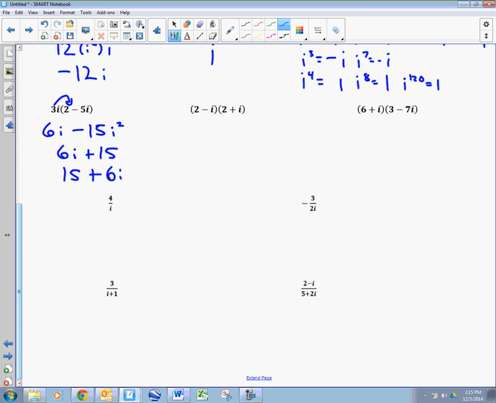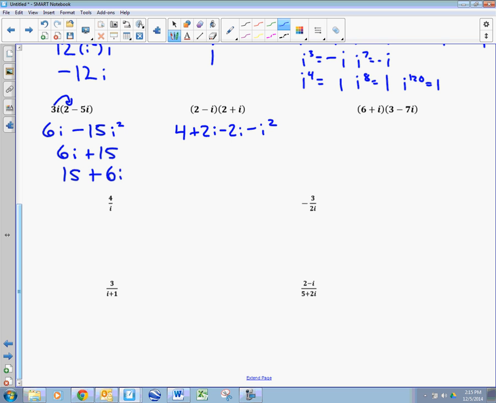They are conjugates, meaning that the ending changes. Instead of a minus, it's a plus. And what's special is that the middles will cancel. Watch. 2 times 2 is 4. 2 times i, negative i times 2, and negative i times i is a negative i squared.